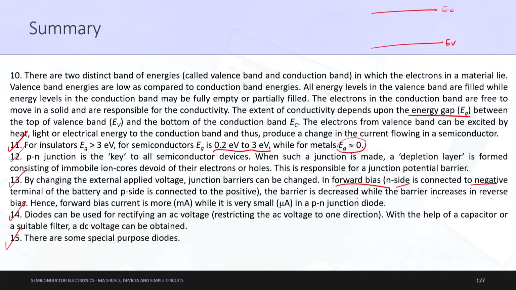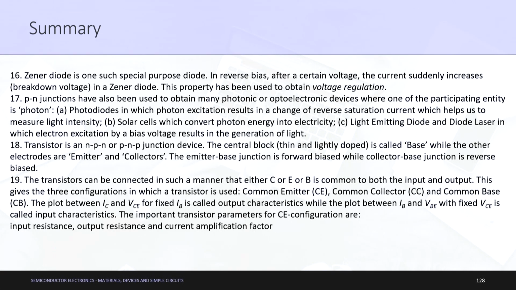So, a diode can be used for rectifying an AC voltage. Full wave rectifier and half wave rectifier were understood. Restricting the AC voltage in one direction, with the help of a capacitor or a suitable filter, a DC voltage can be obtained. There are some special purpose diodes. We understood Zener diodes, then photodiode, then light emitting diode, which was a part of photodiodes only, and then solar diodes or solar cells.